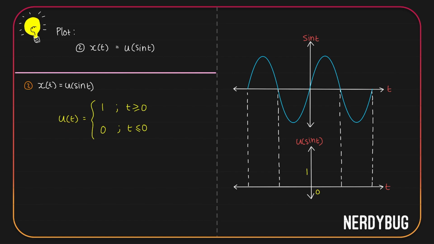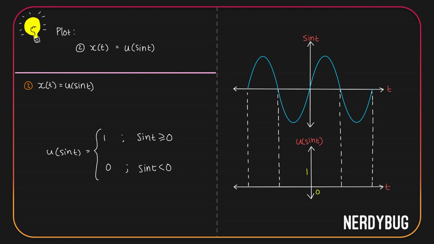Using that logic, we can write u of sine t is going to be 1 if sine t is greater than or equal to 0, and it is going to be 0 if sine t is less than 0. Now we can pretty easily plot u of sine t. I have already drawn a sine function over here, and you can see this is a positive half cycle, negative half cycle, positive, negative. In the positive half cycle, sine t has positive values. So u of sine t will have 1. In the negative half cycle, sine t is negative, so u of sine t will be 0. The graph of u of sine t will look like this.